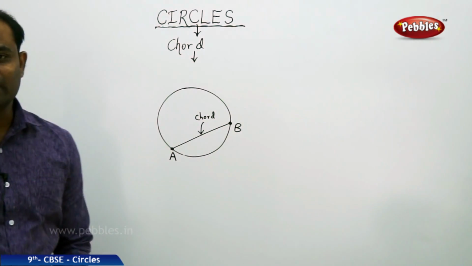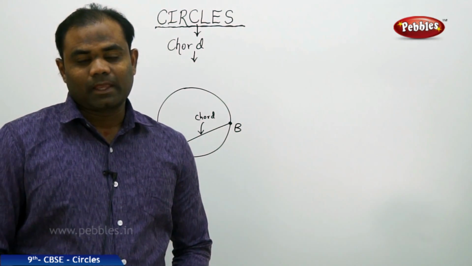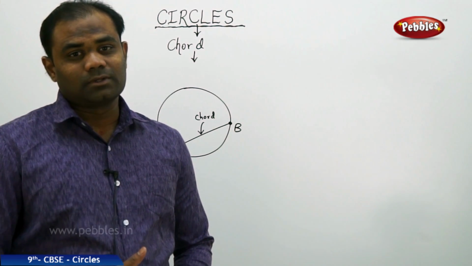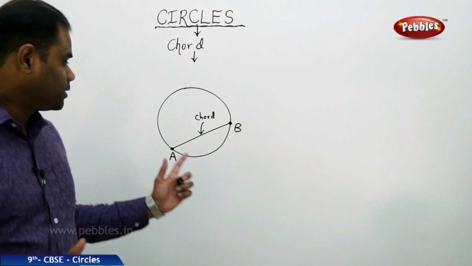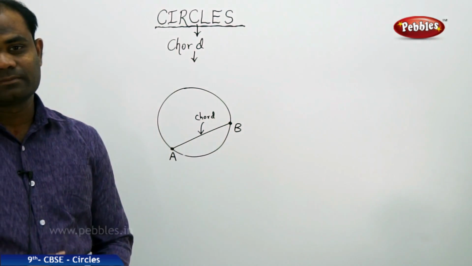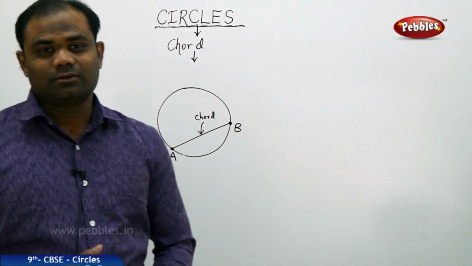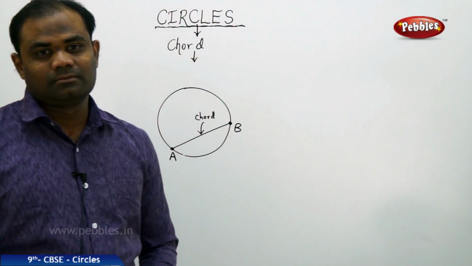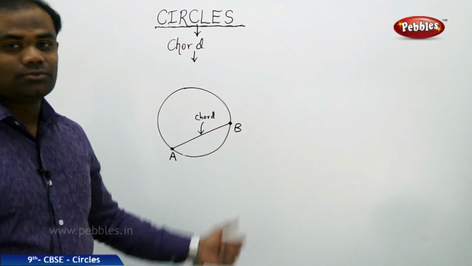This is how we define a chord. A chord is defined as the line segment which is formed by joining any 2 points on the circle. A chord is a line which cuts the circle. This is how I understand it geometrically.